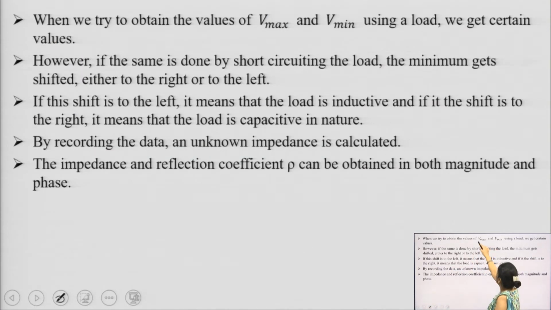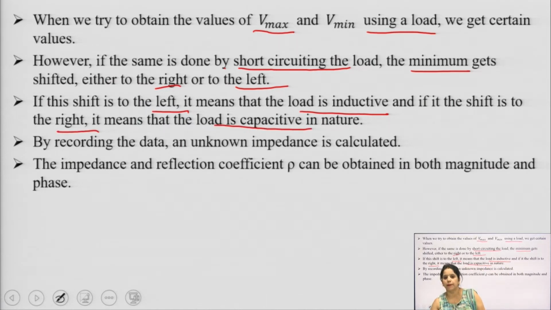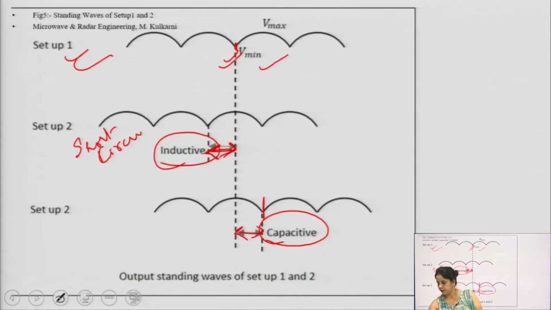First of all, I have shown you the result in terms of V min, you can take the V max also. So, first using the load, second by using the short circuit termination, the minimum gets shifted either to the right or to the left. If to the left, this means the load is inductive, and if to the right, it means the load is capacitive. So, by this method we are able to get the inductive and capacitive nature of the load.